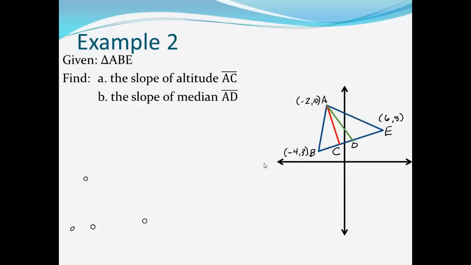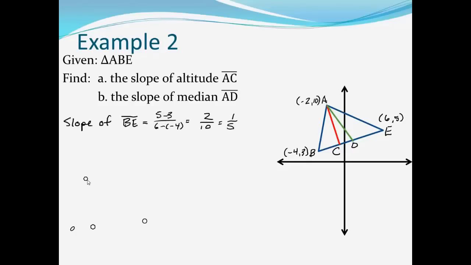All right, so let's say that we've got triangle ABE, and we need to find the slope of altitude AC and the slope of median AD. Okay, so I already drew in AC and AD for you there, so don't worry about that. I have no idea what happened here. I decided to convert some of my letters to shapes, so just bear with me. So we can find this.